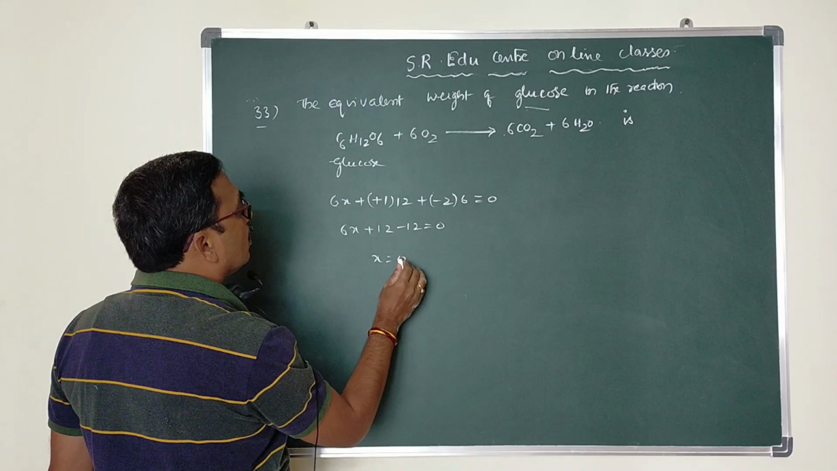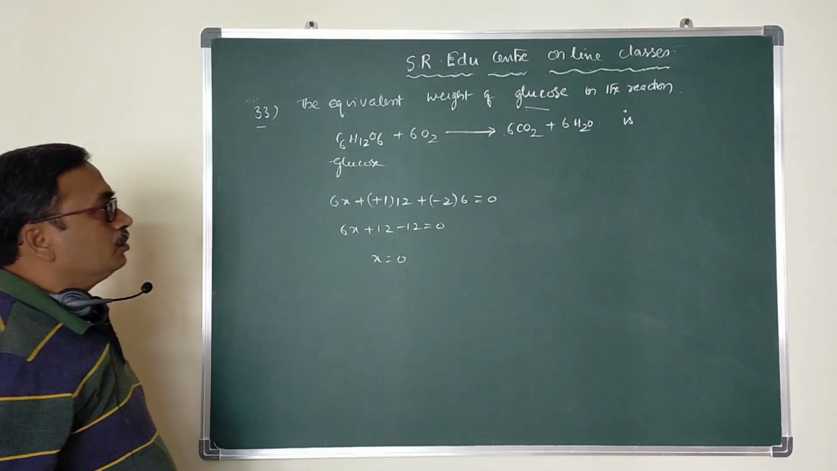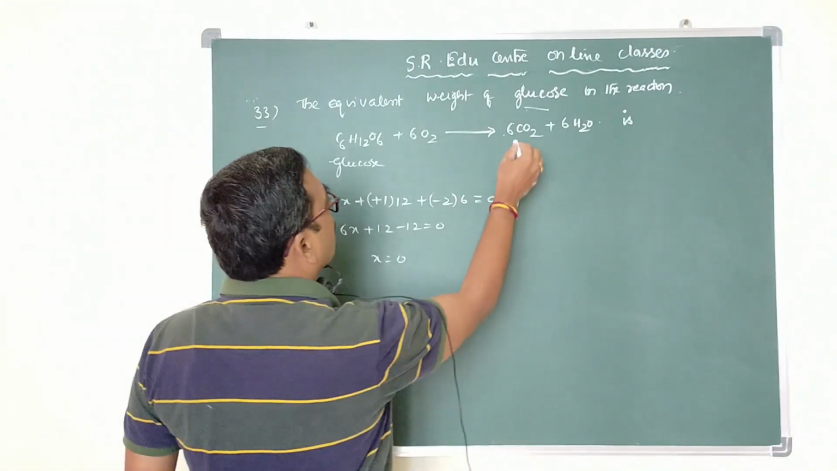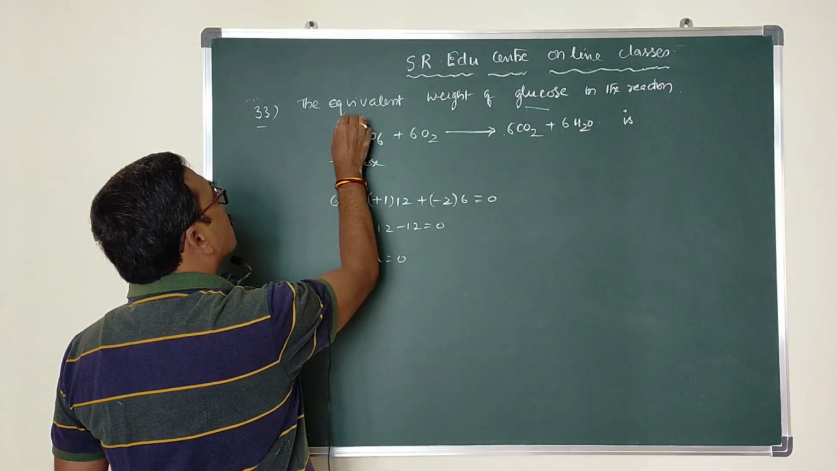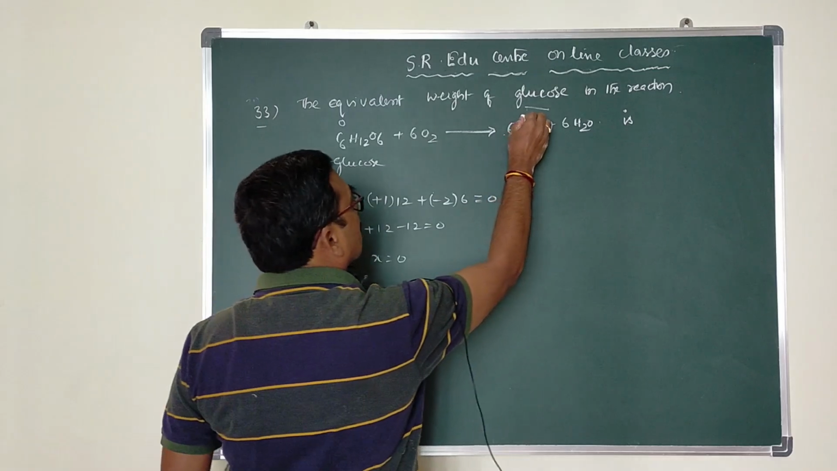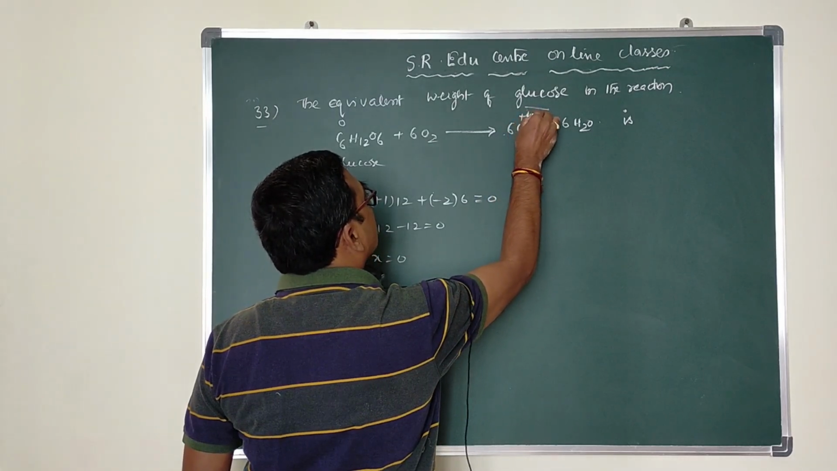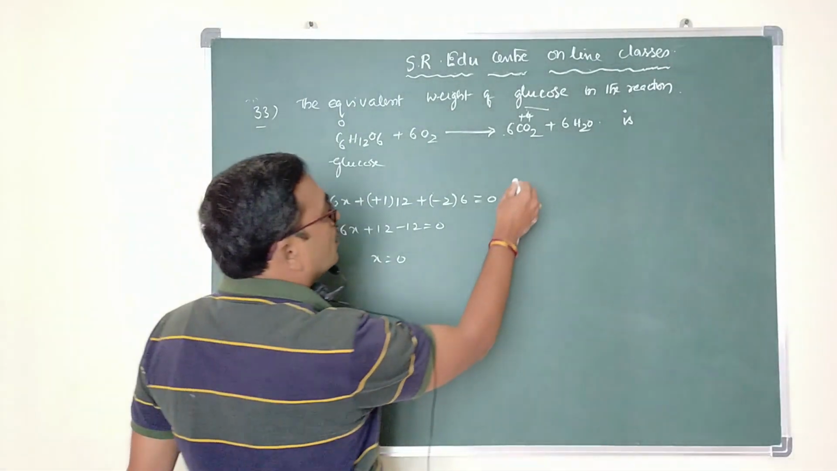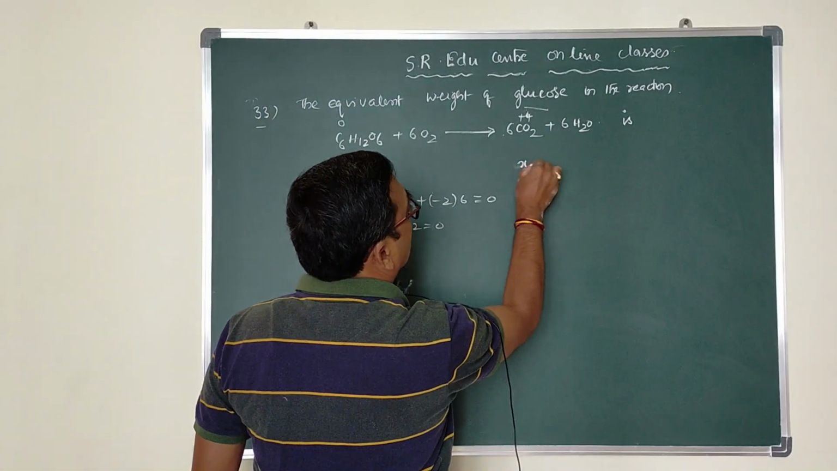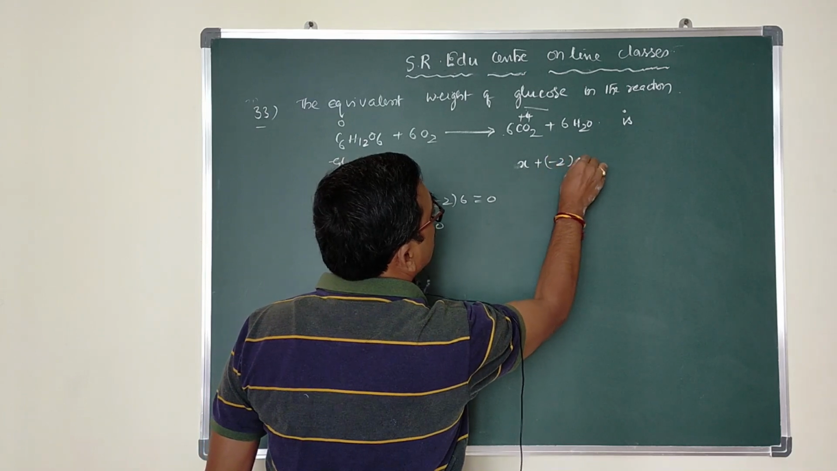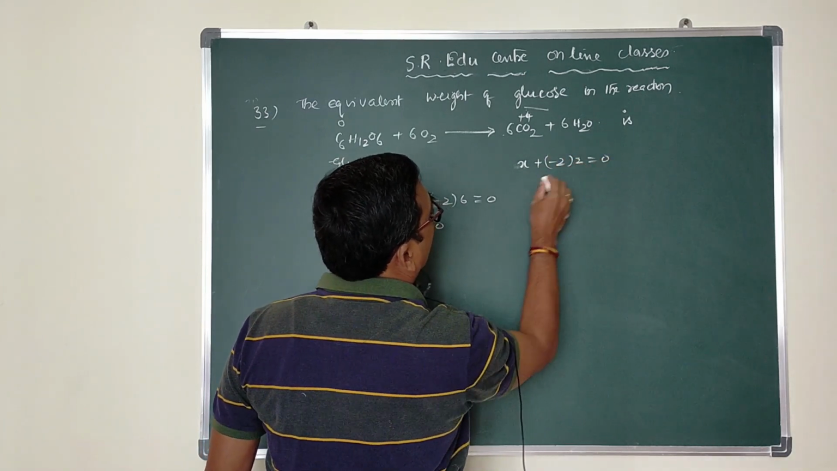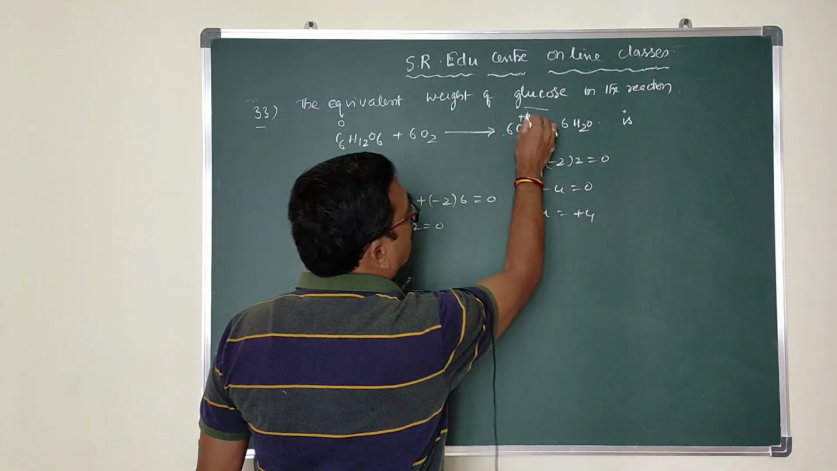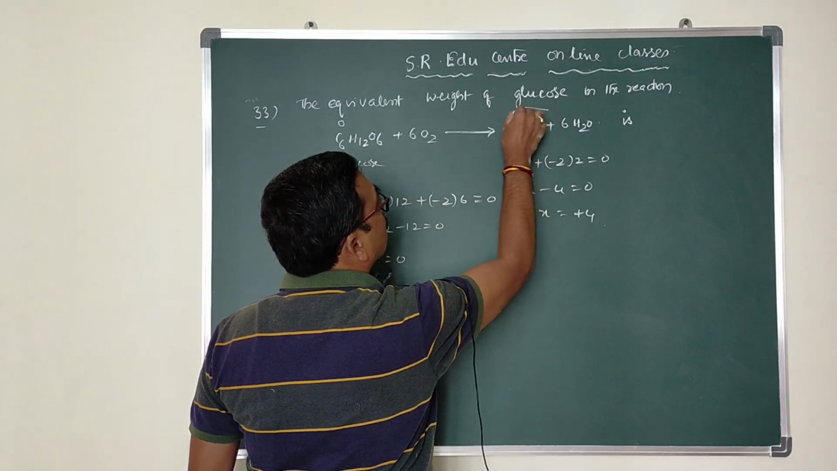Therefore, x is equal to 0. So here the oxidation state of carbon is 0. In the product side, the oxidation state of carbon is +4. That is x plus -2 into 2 is equal to 0, that is x minus 4 is equal to 0, x is equal to +4. So in this way we get +4.